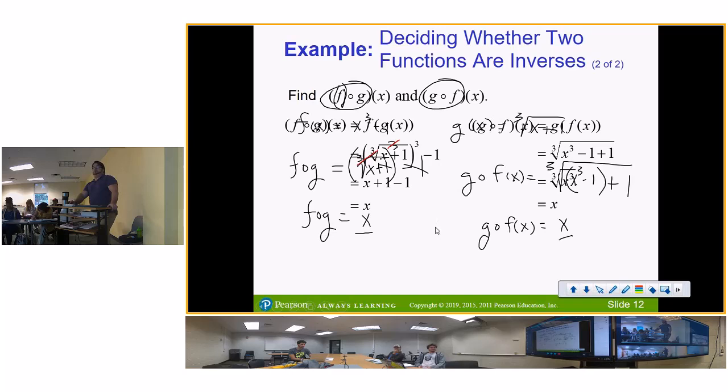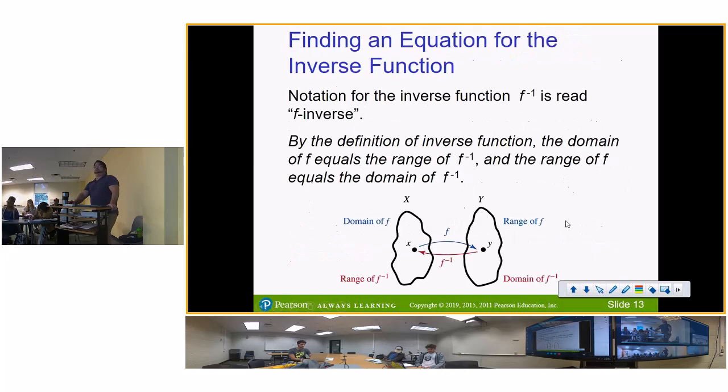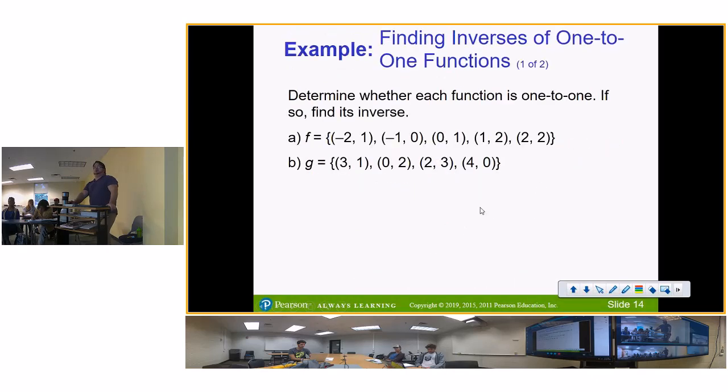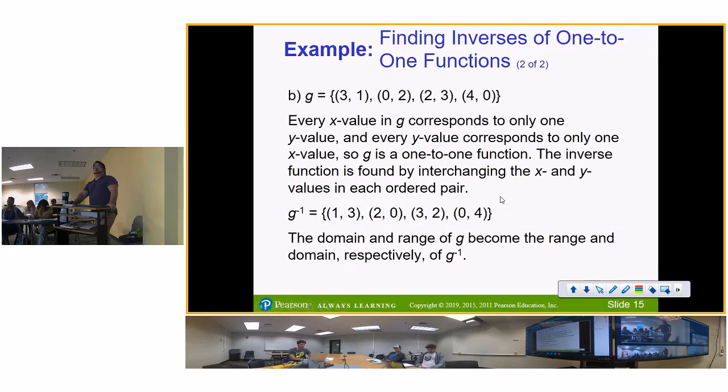And there you go. So if they're inverses of each other, if you compose them with each other, you should get the same x. I don't like to use those clouds because that confuses people, so we're not going to use them.